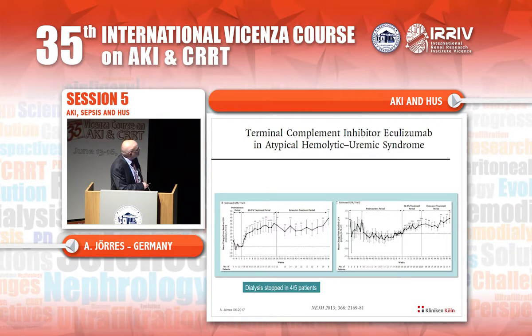In the pre-treatment period, the patients had no change in the GFR, but after the treatment, in the treatment period, GFR increased by 20, 25, or even 30 ml per minute. And importantly, 4 of 5 patients who already were on dialysis could stop dialysis. So it appears also to be effective in patients who had advanced renal disease.